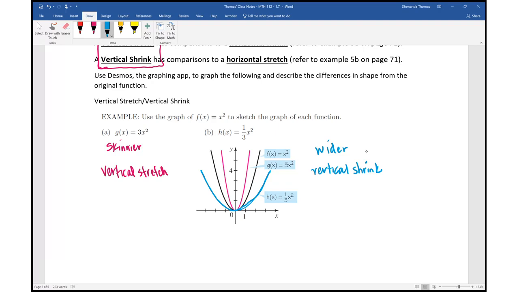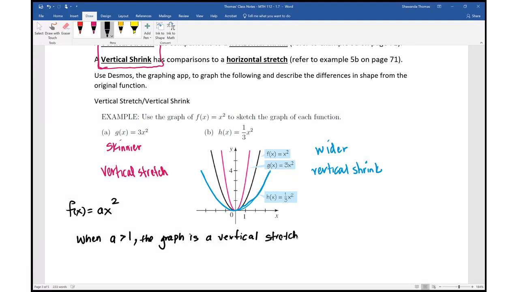So here's what you need to know to sum it all up. Write this in your notes. Let's just write out the general form of a quadratic, ax squared. When your a is greater than 1, like this one, a here is 3, the graph is a vertical, what do you think I'm going to say? Stretch.